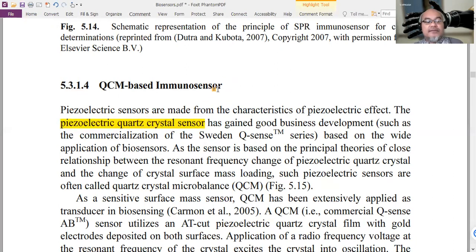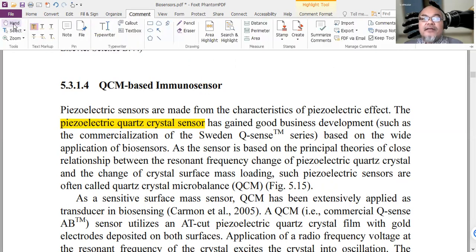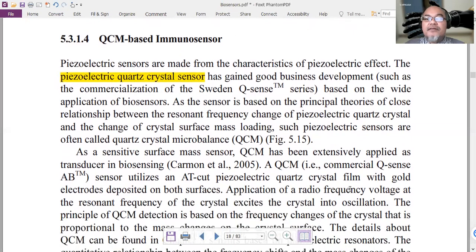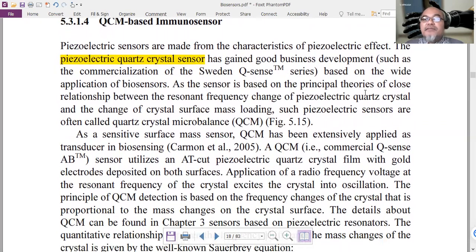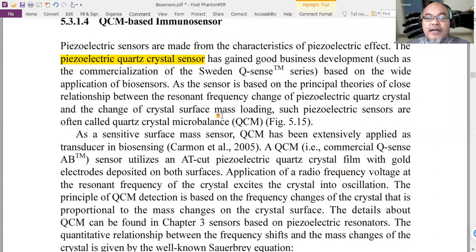And this is quite widely used and implemented around the world. This QCM sensor is based on the principal theory of a close relationship between frequency and mass. This is the important mechanism: the resonance frequency is dependent on the mass loading. So when the mass loading changes, the resonance frequency will also change.